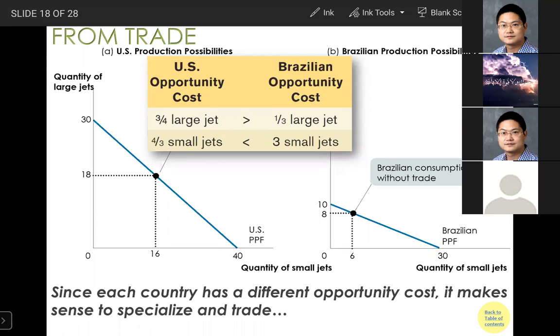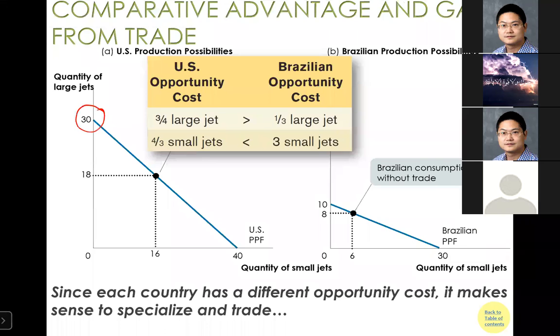Okay, start with larger jet. The US specializes in producing larger jet, so they only have larger jet. But the US prefers to consume both larger jet and small jet. We already knew that. This is before trade. But after they decide to join this international trade club, the US only has larger jet in hand. Then what are they going to do? They must trade, and they must sell larger jet. In return, they get some small jet.